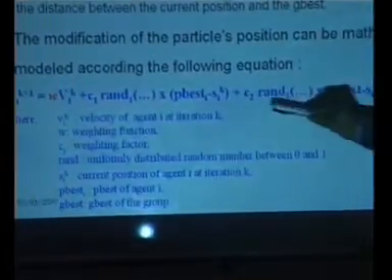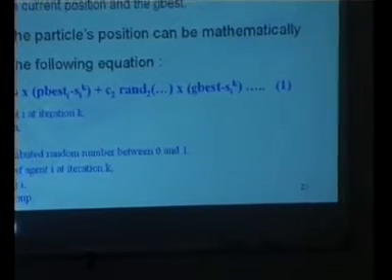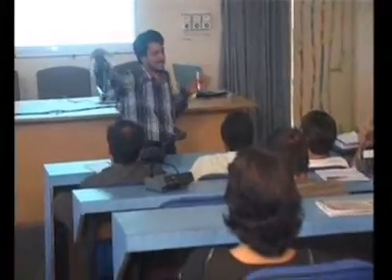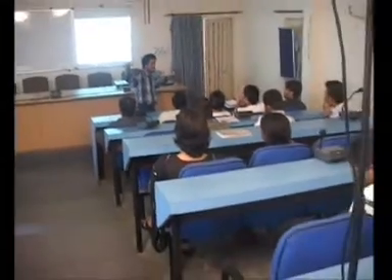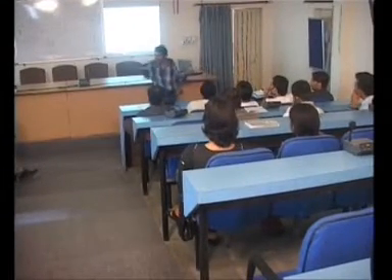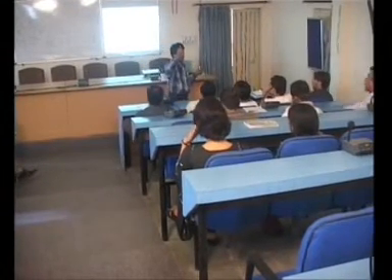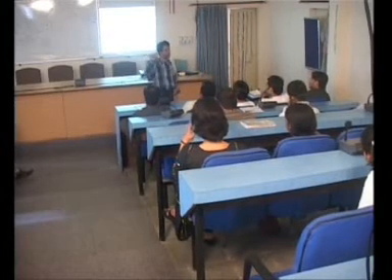The second part, C2 rand2 into G best minus Xi k. So global best minus present position. So what does it give? The global best now acts like an attractor. The global one means it is the best till now. It will try to attract the other particles, because it is estimating the distance between the present position of the particle and the global. In one iteration, one is global. What is the global best till now, and where are you at present?